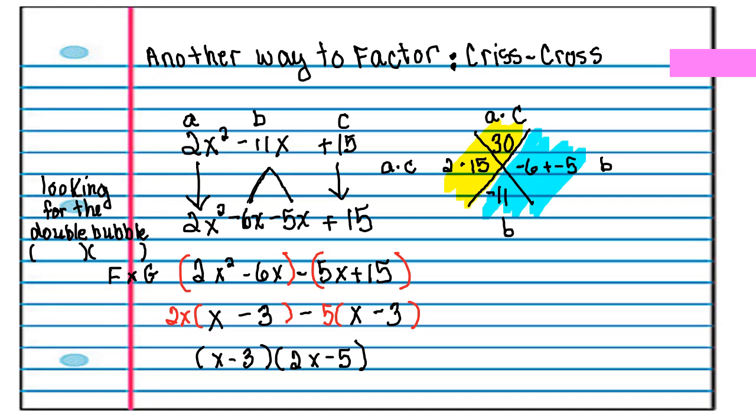Okay, so you make a little crisscross here. You put down your two numbers that you're looking for. For instance, a times c gives us the positive 30, and the b is a negative 11. So we're just kind of manually in our head thinking of different numbers, looking at the two numbers here that make 30, which is of course the 2 and the 15, a times c.